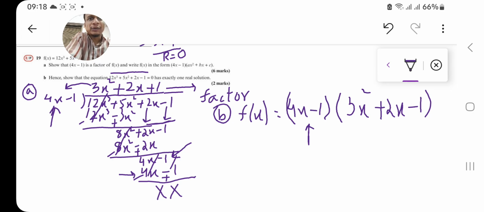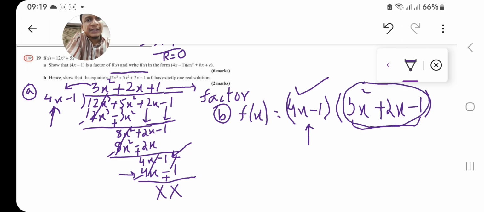This is x equal to 1 upon 4. But a quadratic equation may or may not give real roots. It is not mandatory that it will always give you the roots, but here we need only one real solution. It means this linear equation is giving the real root, and the quadratic equation is not giving us any root. Only one root means only one root from this linear equation.